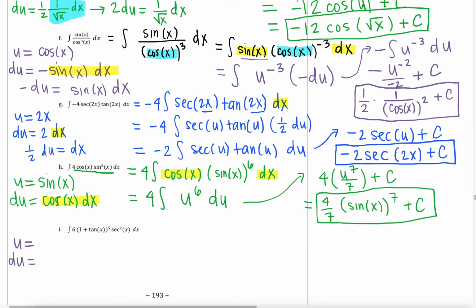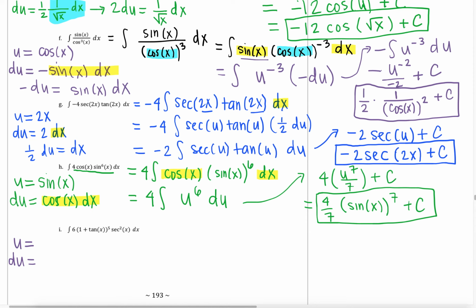So why don't you guys pause the video and decide on what u would be equal to. In this case, there's two things that I think about that could be u. I have this 1 plus tangent that's all raised to the 5th power, and then I also have a secant that's technically raised to the 2nd power. So it looks like both are inside functions.